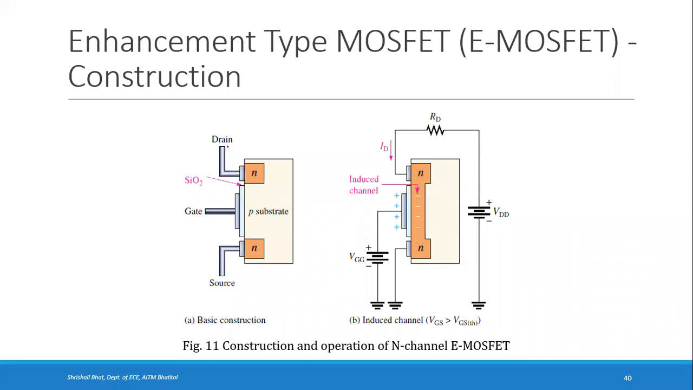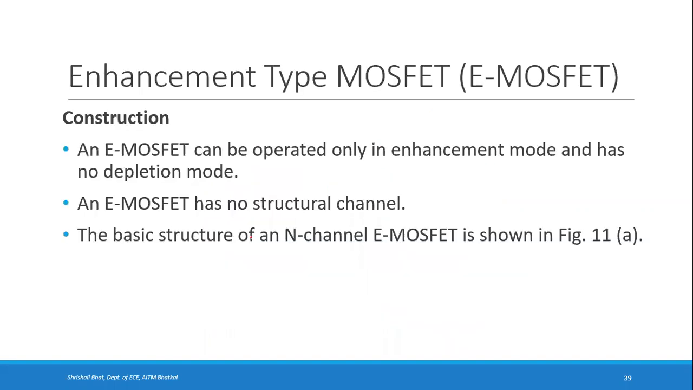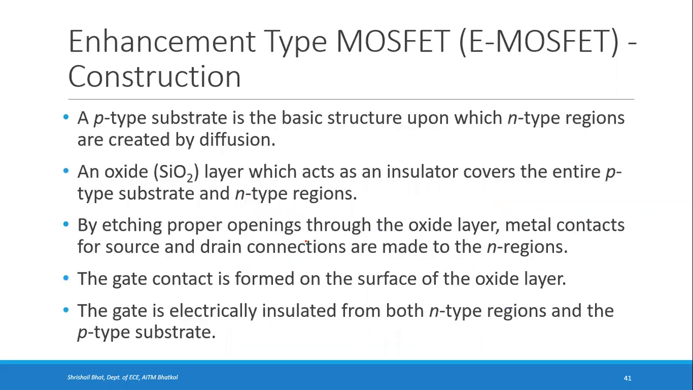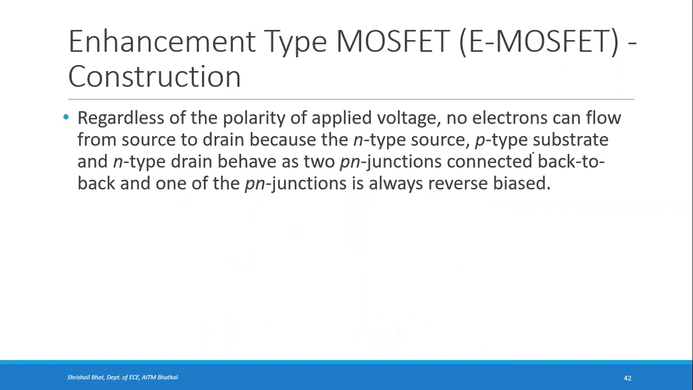If you connect positive here and negative here, or negative here and positive here, either way, one of the p-n junctions will be reverse biased and the other will be forward biased. So if one is forward biased, the other is reverse biased, and the flow of current is not possible when you give a single voltage there. That's why there is no flow of current from source to drain.